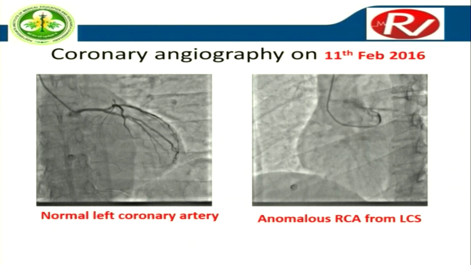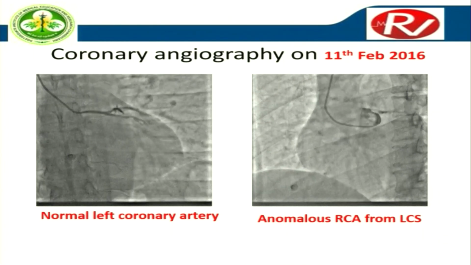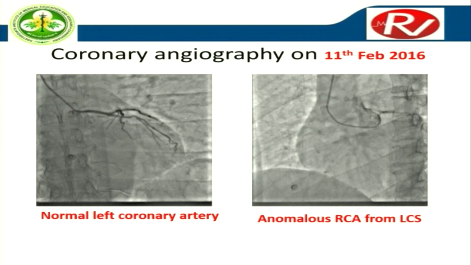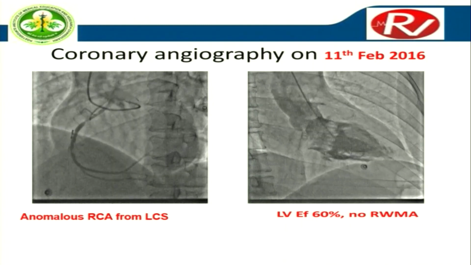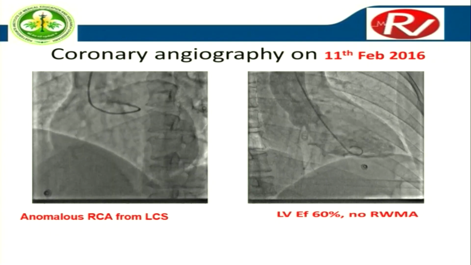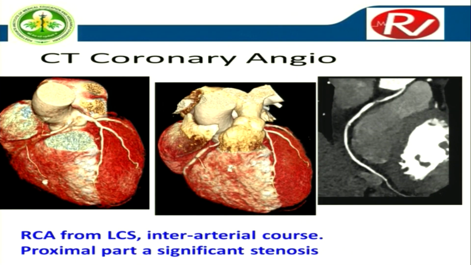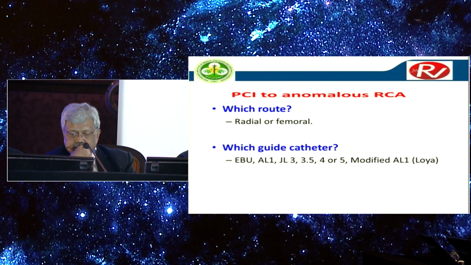Coronary angiography was done on 11 February, the next day, which revealed a normal left coronary artery, and there was anomalous origin of the right coronary artery from the left coronary sinus. As you can see, there is anomalous RCA from the left coronary sinus. LV angio revealed ejection fraction of 60% with no regional wall motion abnormality. A CT angio was done, which also confirmed the origin of the right coronary artery from the left coronary sinus with an interarterial course. It also showed proximal significant stenosis. So this is the case to be done.